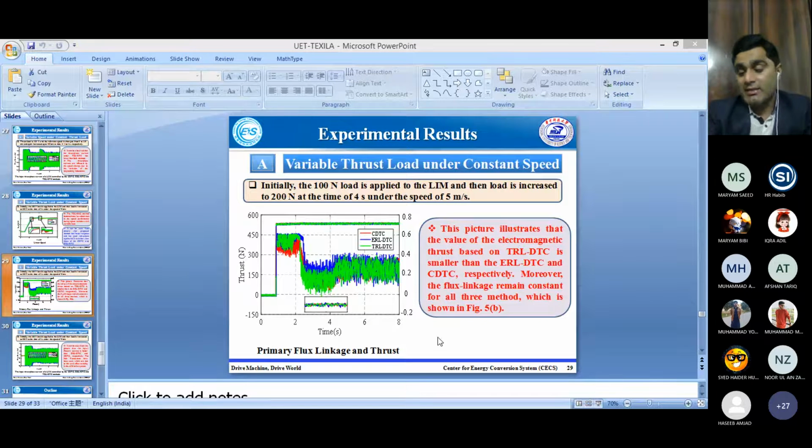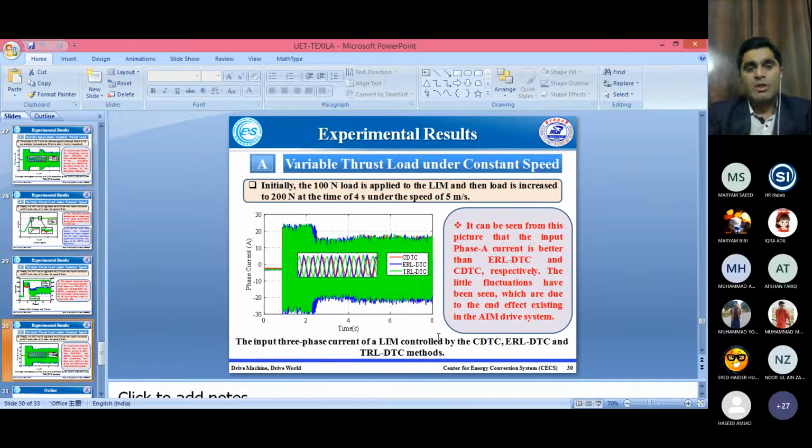DTC or PI regulator. So now again the three phase current can be checked here. It can be seen from this picture that the input phase A current is better than the ERL DTC and CDTC respectively. A little fluctuation has been seen, which is due to the end effect.